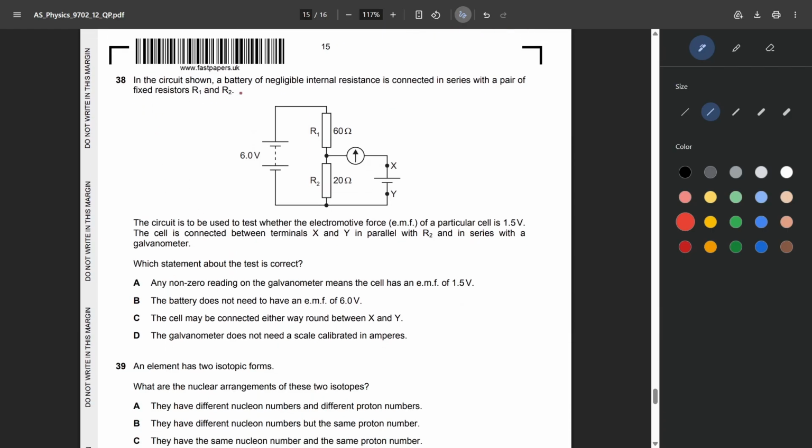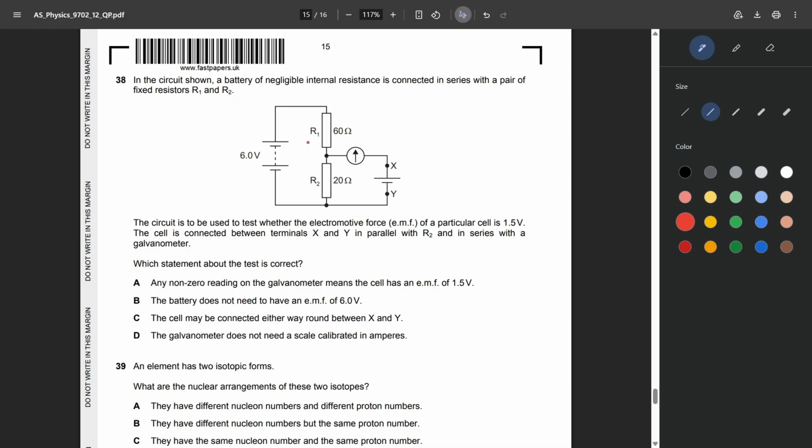In the circuit shown, a battery of negligible internal resistance is connected in series with a pair of fixed resistors R1 and R2. The circuit is to be used to test whether the EMF of a particular cell is 1.5 volts. The cell is connected between terminals X and Y in parallel with R2 and in series with a galvanometer. Which statement about the test is correct?